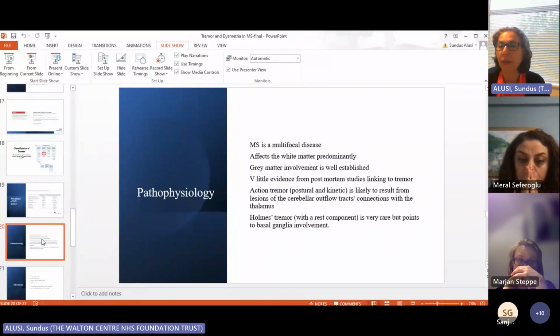Now, you can get cortical cognitive impairment, but they're rare. Dysphasia is reported in multiple sclerosis, but again, that's rare. The main problem is white matter, isn't it?